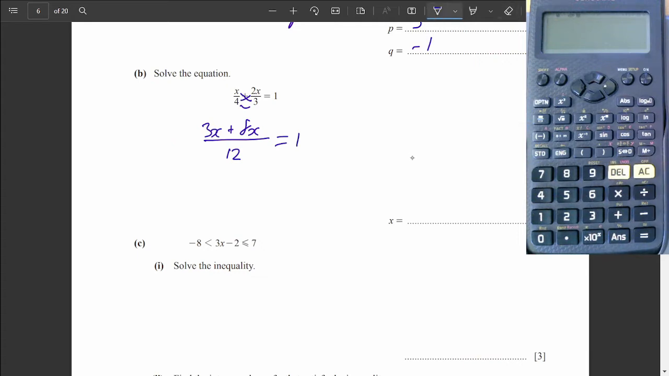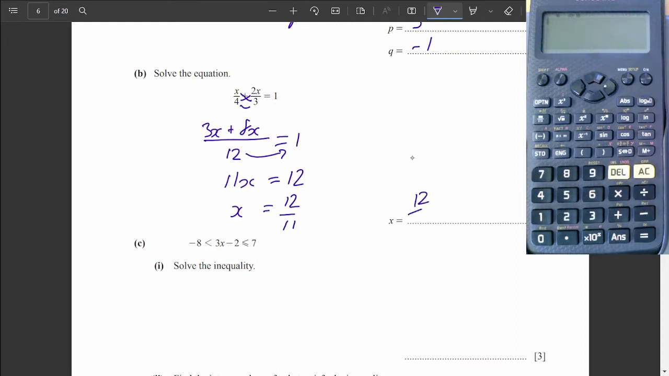Now we can simplify the x's. 3x plus 8x gives me 11x, and we multiply the 12 on the other side. 12 times 1 is 12. So the last step is to divide the 12 by 11, and that gives you the answer, 12 over 11.